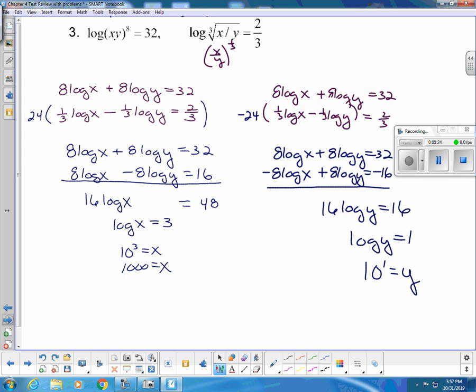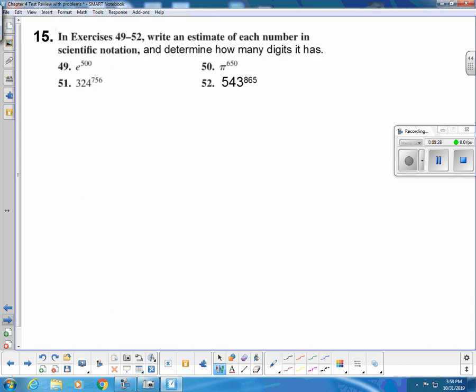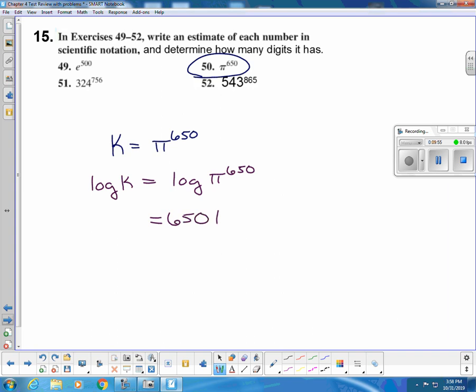Moving on. You're going to estimate. These are the large numbers. So let's pick pi. That looks kind of weird. You're going to say k equals pi to the 650. It doesn't matter what base you have, you're going to take the common log of both sides. This lets the 650 come down. When you have 650 as an exponent, no way are you going to be able to evaluate that. But with our calculator now, I can say 650 common log of pi equals 323.1. Remember, we want to leave these nice long decimals.